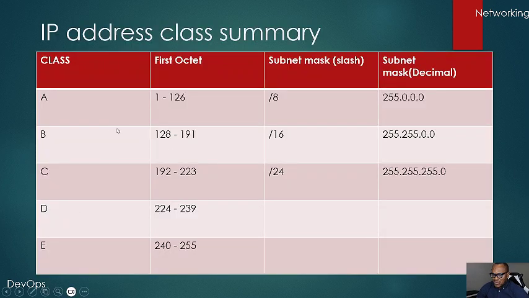Just look at it. Class A starts from 1 to 126. Class B from 128 to 191. Class C from 192 to 223. Class D 224 to 239. Class E 240 to 255, and their default subnet masks.